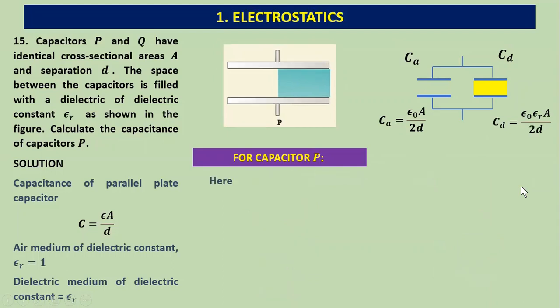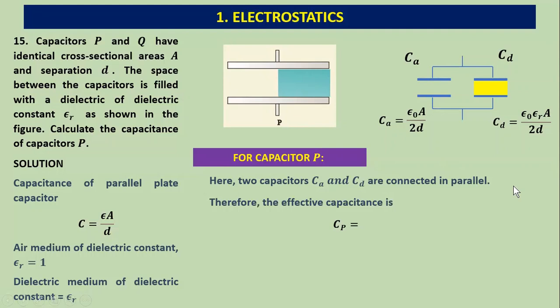So let us find the effective capacitance of this parallel combination. The formula is Cp equals Ca plus Cd. Let us substitute the value of Ca and the value of Cd. In these two values, epsilon naught A by 2D is common. We take this term outside the brackets, epsilon naught A by 2D, and within the bracket we have 1 plus epsilon r. So we got the effective capacitance for the first capacitor P.